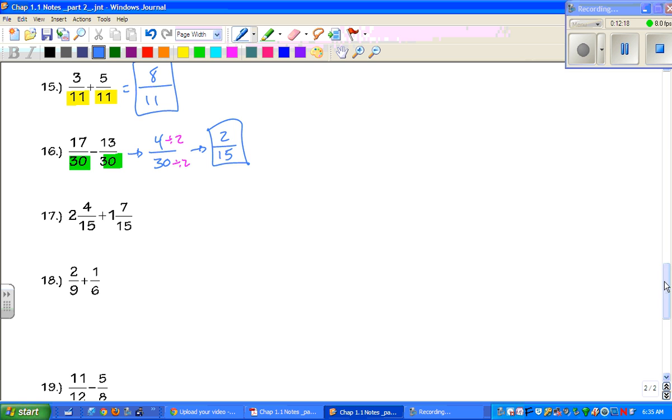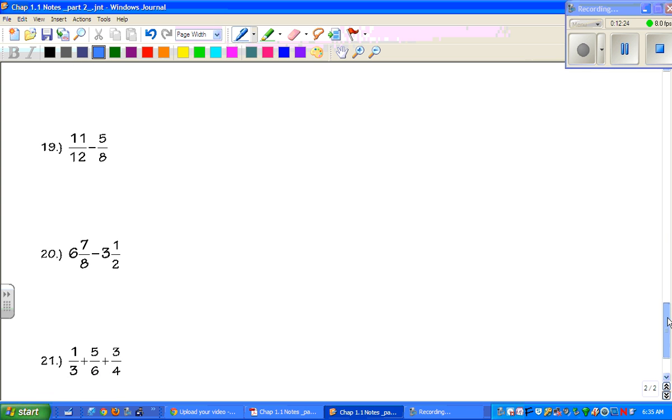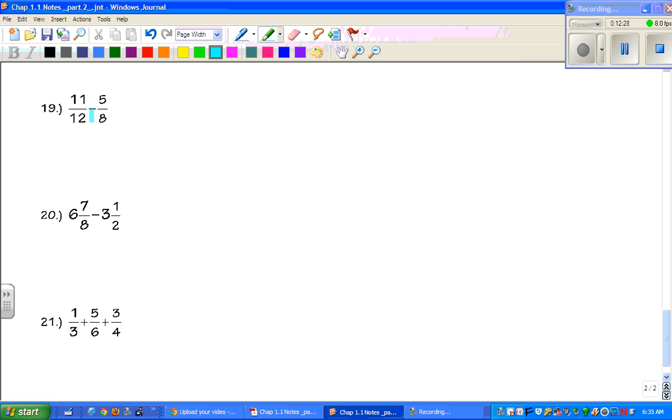Okay, let's move to one of the ones where we have to change things around. Let's look at 19. Okay, now looking at 19, we do not have an LCD, they're not the same. So we have to find it. 8 and 12. 8, 16, 24, 32, and it keeps going. 12, 24, 36. Did we find our LCD? 24. Okay. So what we're going to do is we are going to change our fractions first.